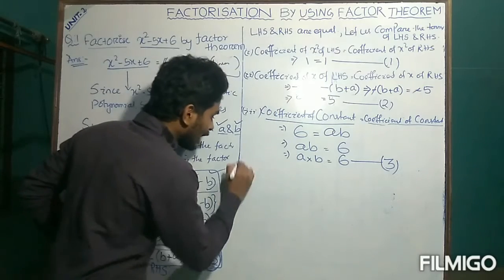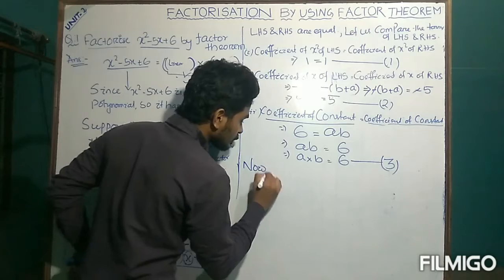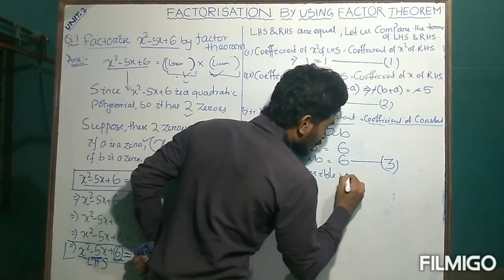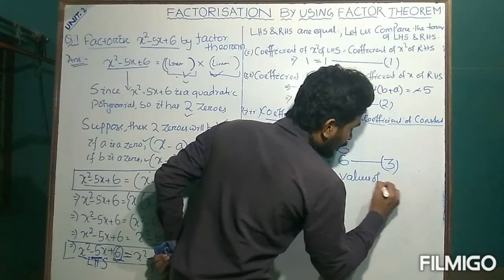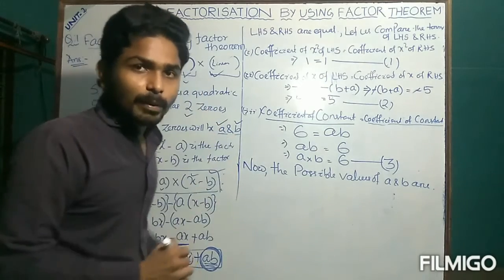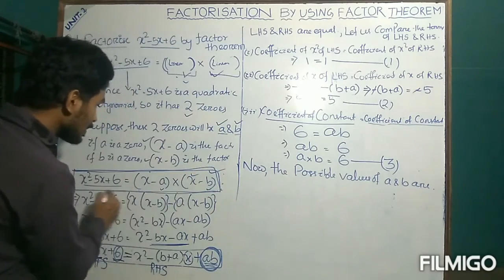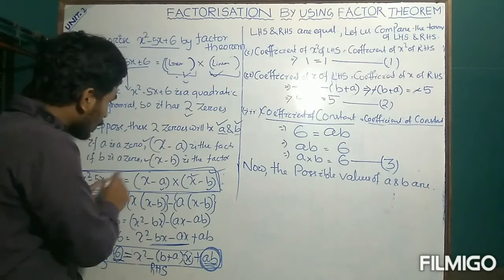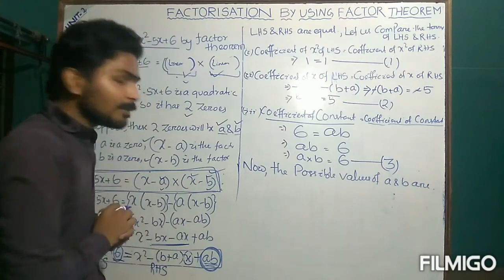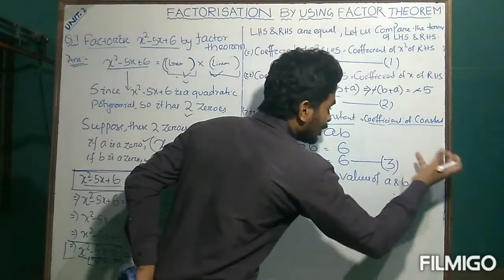Okay, so let us find out the possible values of a and b, since our first target is to find the value of a and b. Why? Because by putting in this equation we can easily factorize a quadratic polynomial into the product of other two factors. So our target is to find the value of a and b. That's why we are doing this. Now find out the possible values of a and b.